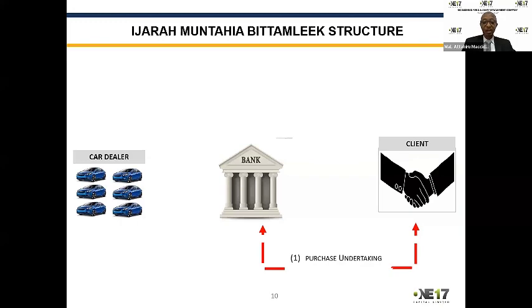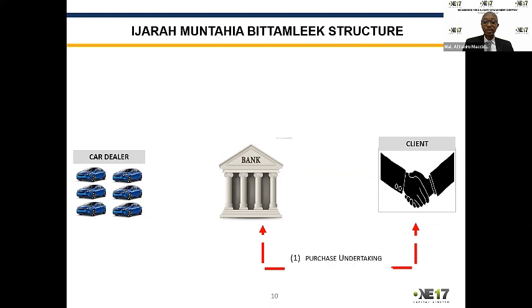car. Before they give the money to the car dealer, they must make sure that they have obtained an undertaking from the client to lease the car, as well as, if it is going to end in a sale, to also purchase the car. So these are going to be unilateral undertakings given by the client to the bank, which are enforceable and binding on the client if he provided the undertaking.